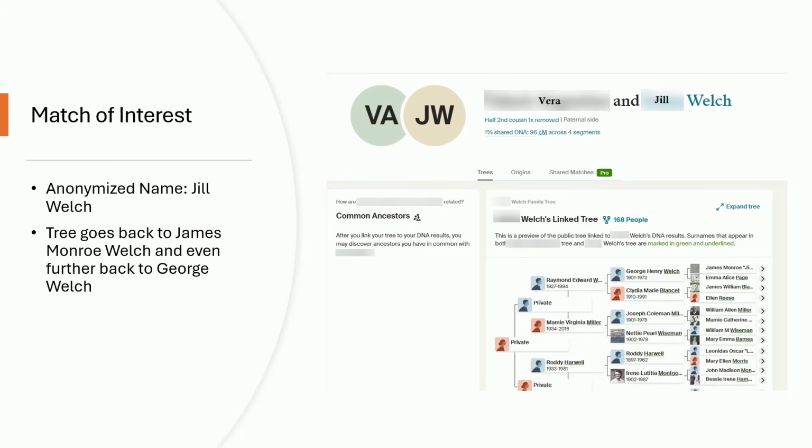All right, so I am going to use Jill, and she's going to be my match of interest. I saw that her tree goes back to James Monroe Welch and even further back to George Welch, who is my research subject and my mystery ancestor whose parents are unknown. So I'm hoping that because Jill shares 96 centimorgans with Vera that she'll be a good starting match.